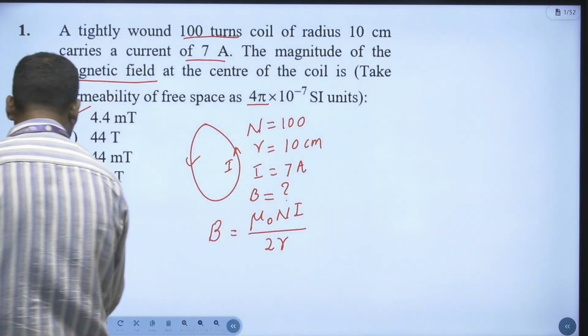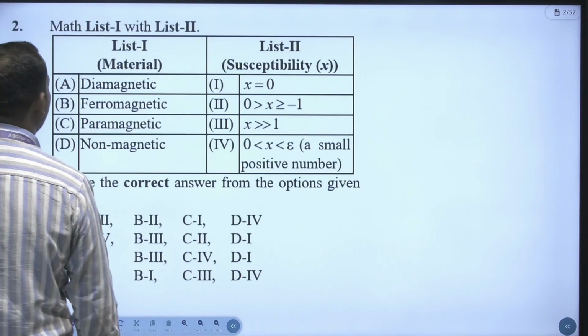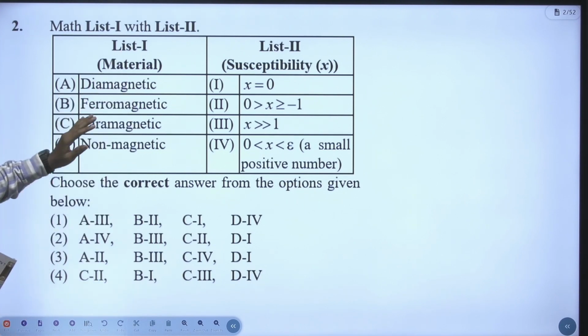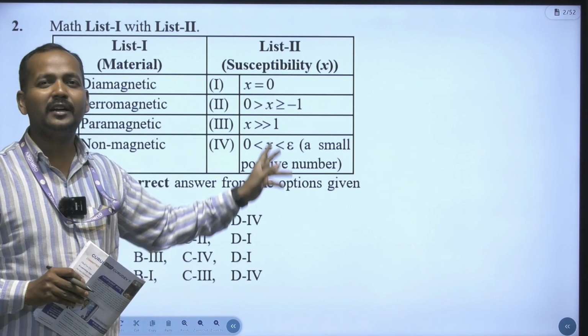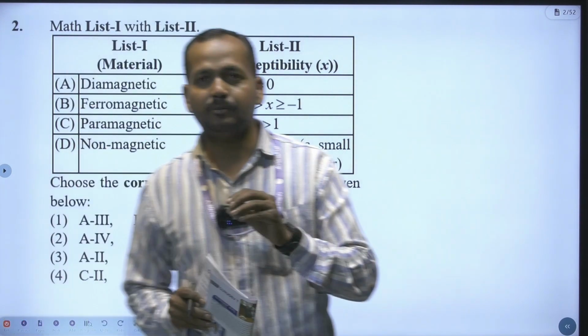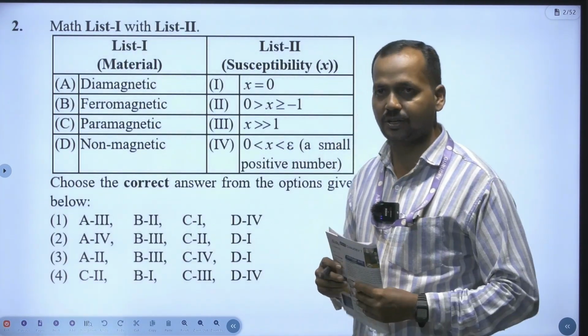Next, we'll go to the next question, that there is a list they have given here: diamagnetic, ferromagnetic, paramagnetic and non-magnetic, and their susceptibility is given. And we know the relations of these. These are the properties of magnetic materials, right?